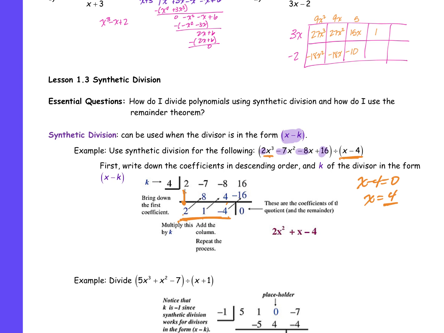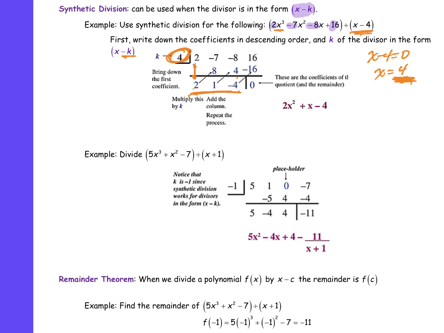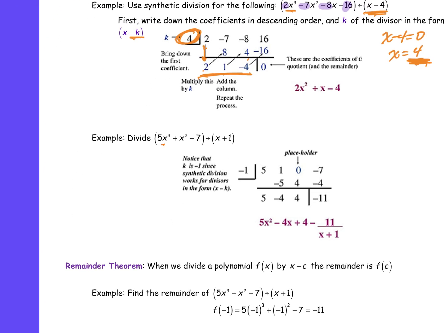Trick is, most people forget to change the sign here. Okay? So it's positive 4. If it's subtract 4, it'll be positive 4. If it's add 4, I'd be multiplying by negative 4. Okay? So I'm always solving for x when I'm finding out what I'm putting in my little box here for synthetic division.